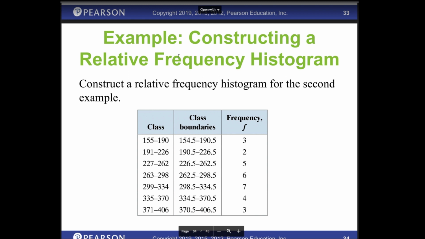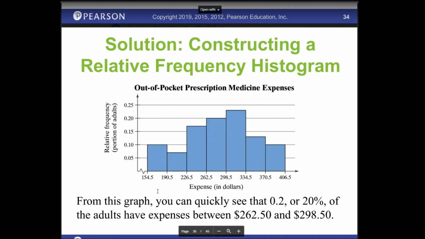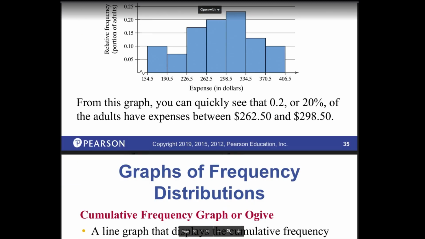So then an example of constructing a relative frequency histogram would be: construct a relative frequency histogram for the second example. From this graph you can quickly see that 0.2, or 20%, of the adults have expenses between $262.50 and $298.50. As you can see, the difference between this graph and the regular frequency histogram is that the numbers are not as exact and not as precise as before.